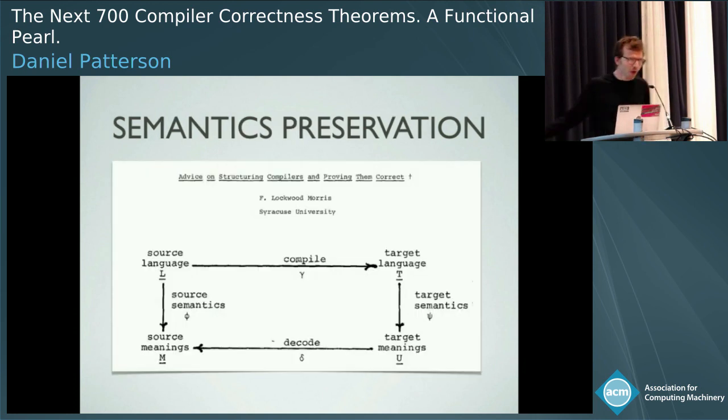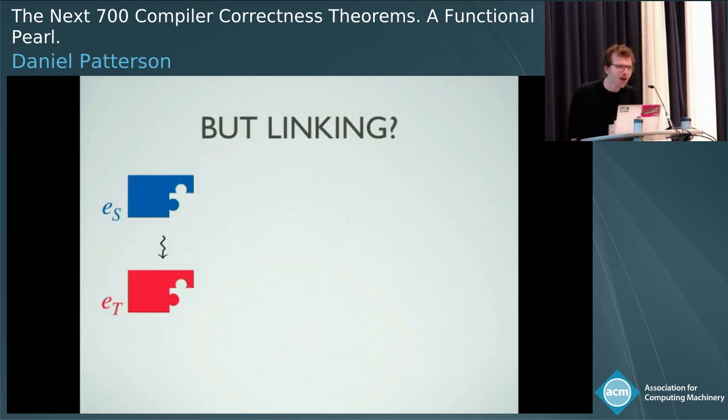And this we've had for a while. There's actually a diagram in a paper by Lockwood Morris that was published in POPL #1 in 1973. And this same diagram could be used to understand the correctness theorem from Xavier Leroy's CompCert C compiler that was first published 35 years later. But there's a problem, right?